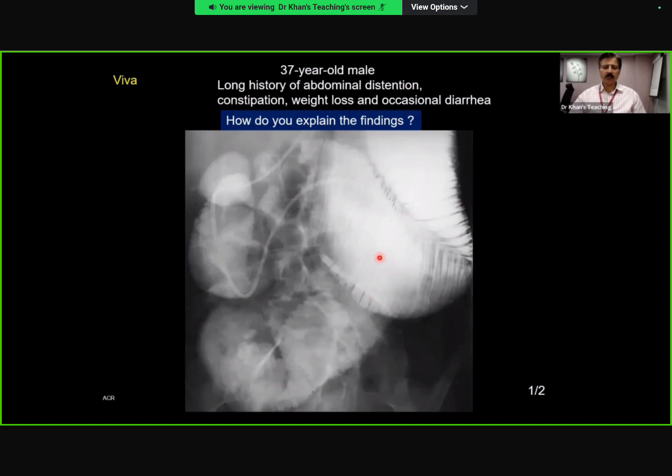It is absolutely pathognomonic. No other condition in the world can cause this. Please remember, if there is dilatation, there will normally also be increased distance between the folds. But this is a unique one where there is dilatation, but there is crowding of folds because of the concept which I have told you. So this film you have to remember.